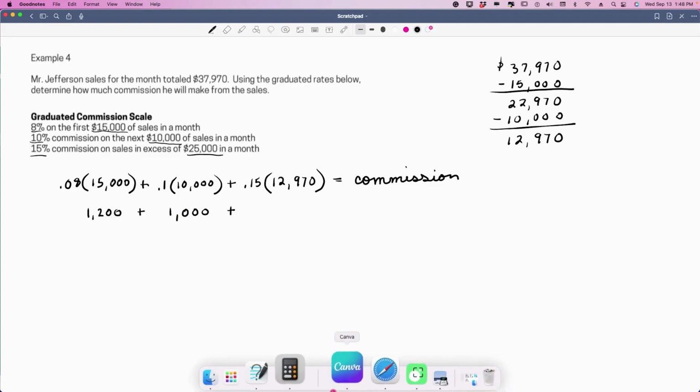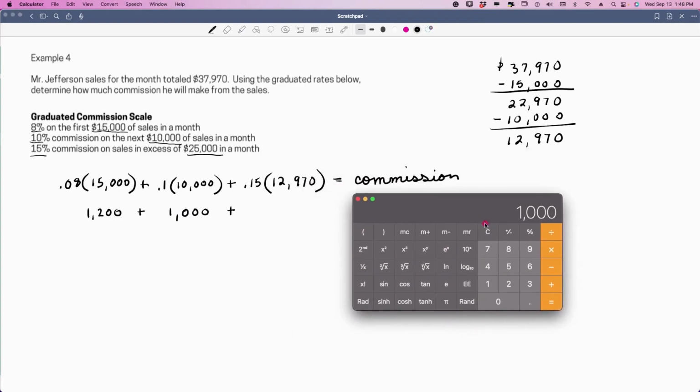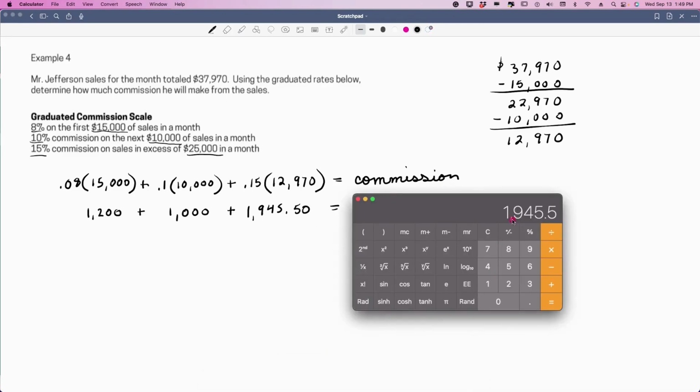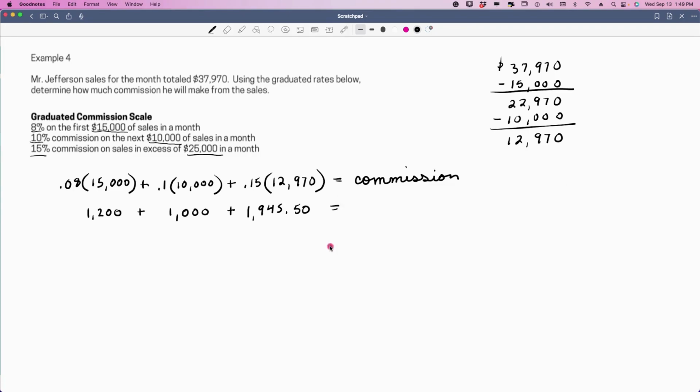Plus, now we need to find the percentage of commission he made on the $12,970. So we're going to say 0.15, which is 15%, times 12,970. That equals $1,945.50. Okay. $1,945.50. And that is going to equal his commission. And all we have to do is add those up. I'm just going to go ahead and do that on the calculator. I've already got the last number in. So let's just add these two together. 1,200 plus 1,000. That's going to be 2,200. So plus 2,200 is 4,145.50. So 4,145.50 is the amount of his commission.